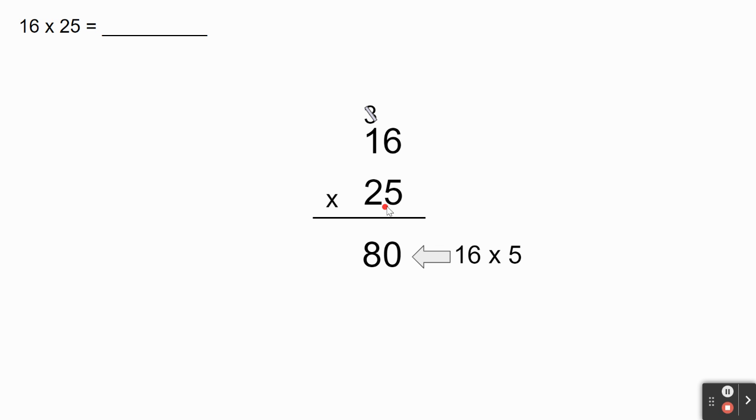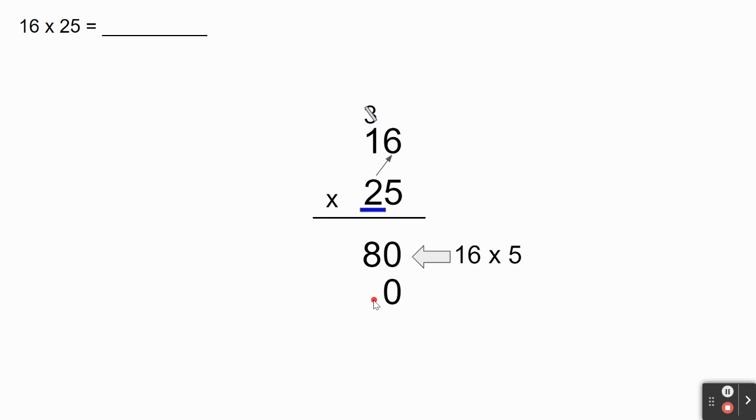We multiplied this top number times the 5. The next step is to multiply 16 times 20, since the 2 is in the tens place. We're first going to put a 0 in the ones place, since we're multiplying our top number times something in the tens place. This will allow our answer to start in the tens place.